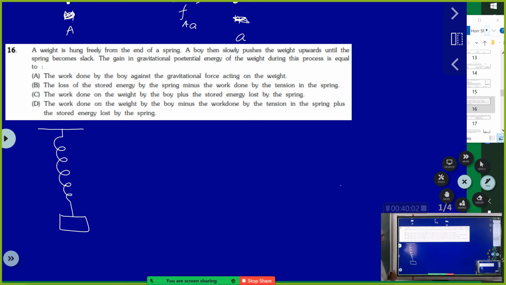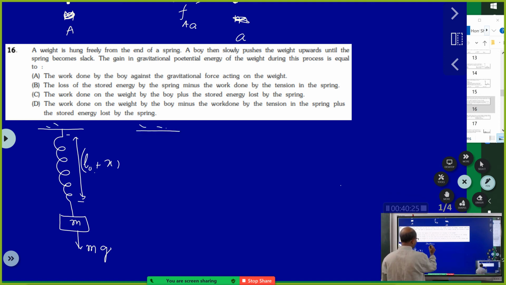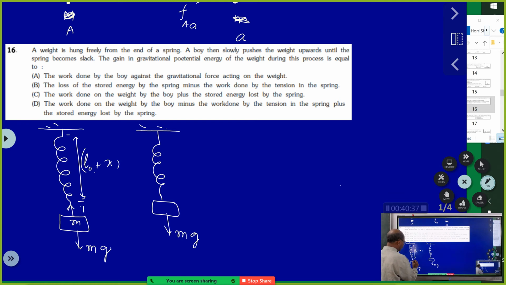So this is the condition first, where the length of this spring is going to be L naught plus some x. Mass is m, weight is mg. So here there is mg from up to down, and of course I have got to show here tension is equal to spring force kx. Correct? This also is mentioned.